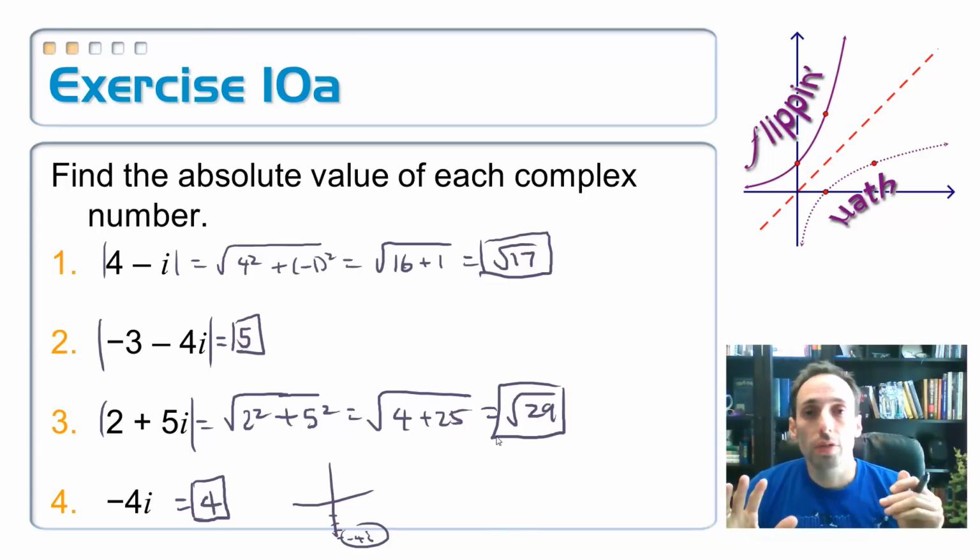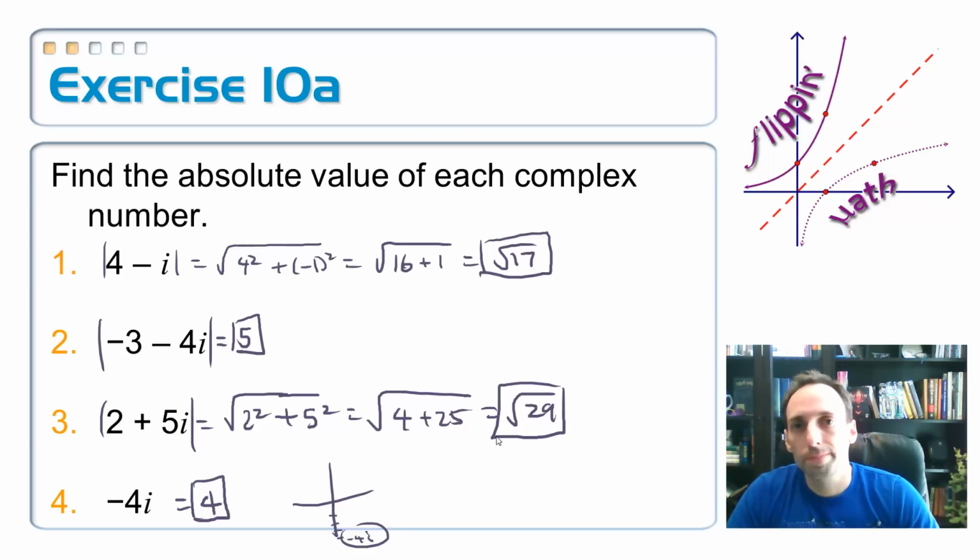So that concludes objective 2 on being able to plot complex numbers in the complex plane and finding their absolute value, basically using the Pythagorean theorem. So see you in objective 3.